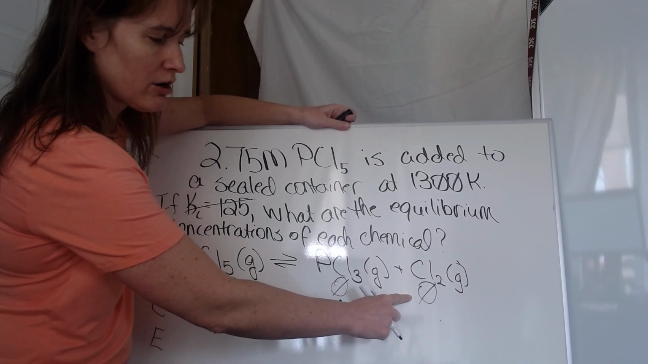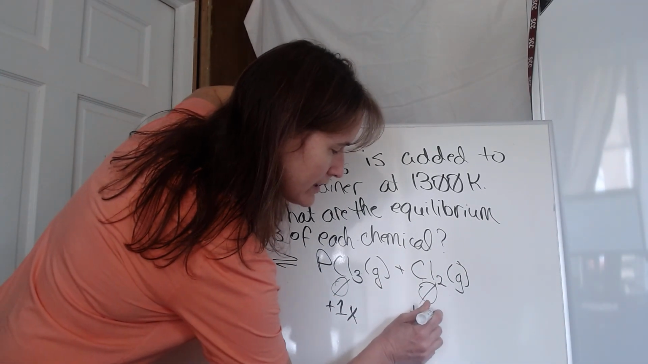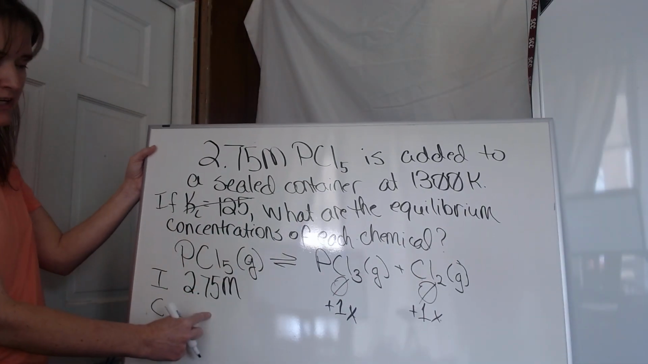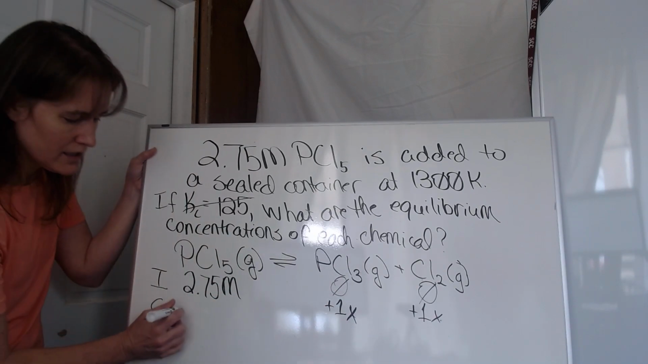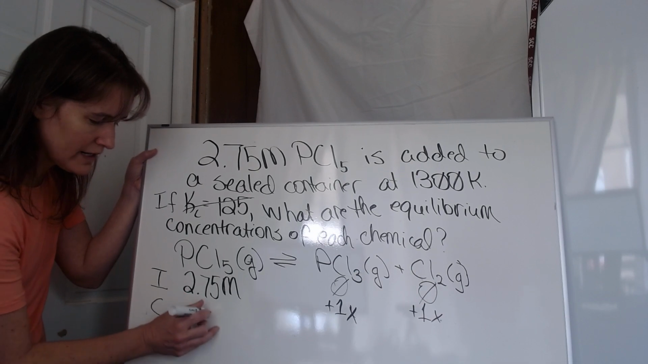You also are creating chlorine, but you don't know how much, so you're going to put plus 1x. And over here on the opposite side of the arrow, if this side is plus, this side has to be minus. So you're going to put minus, and the coefficient is 1, so it'll be minus 1x.